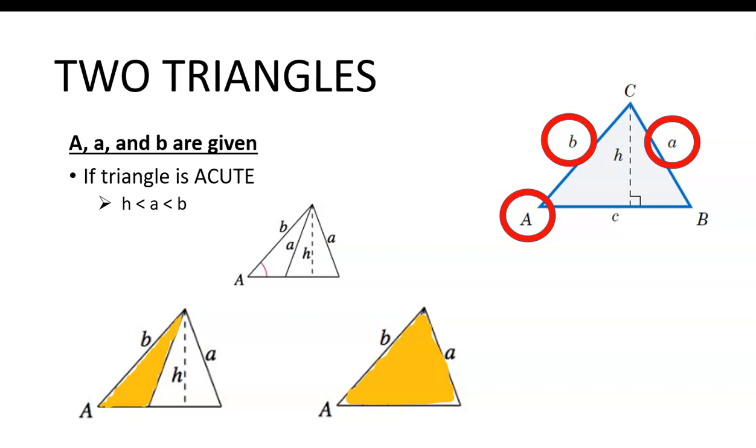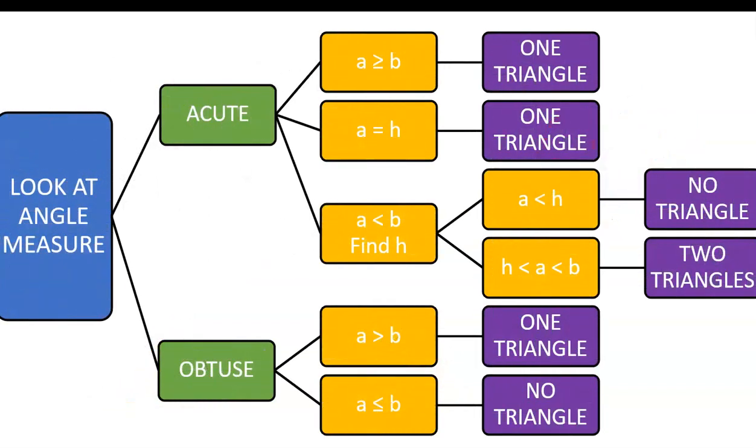I'll give you a picture here that will show the two different triangles. So yes, if H is less than A and A is less than B, in other words, if A and B are both greater than H, you will have two triangles. Okay, here I have what we just talked about, broken down into one chart. This might be a great screenshot to take, and keep this, lock this part of the video, because this will tell you where to go. So you look at the angle measure, you decide if you're acute or obtuse, and then from there you use your different things, and it will tell you if you have one, none, or two.